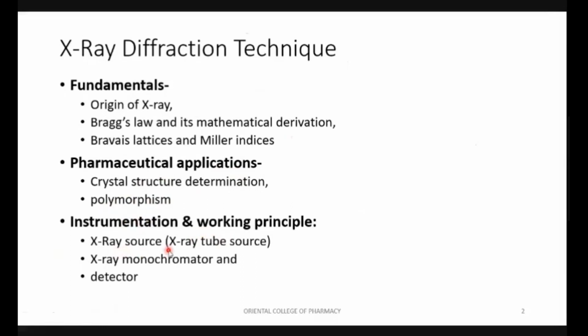First is the X-ray source. In X-ray source, you have only one source, that is the X-ray tube source. There are four ways of generating X-rays. We have only one in your syllabus. Then there are X-ray monochromators. There are two types of monochromators in X-ray. We are going to study that.